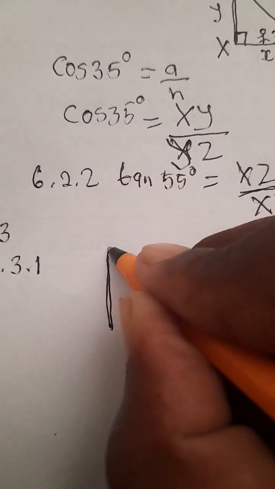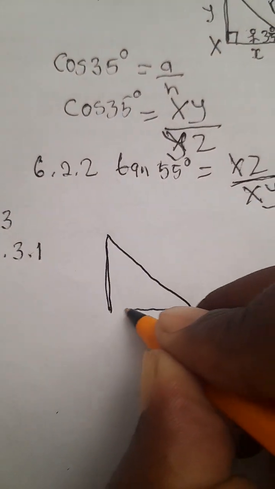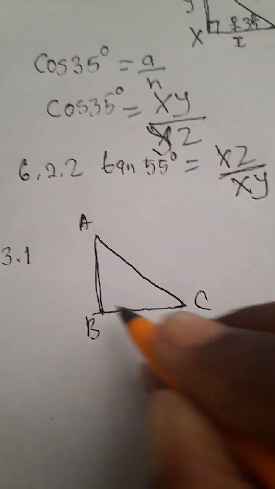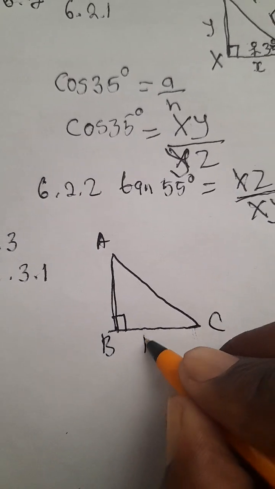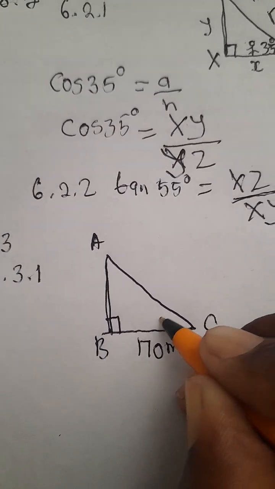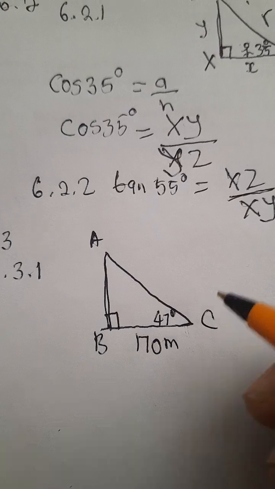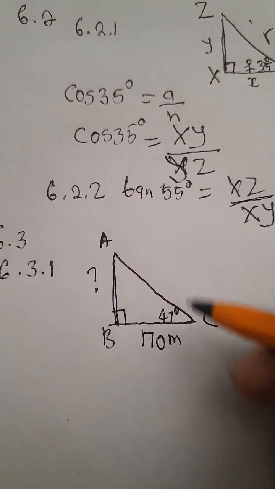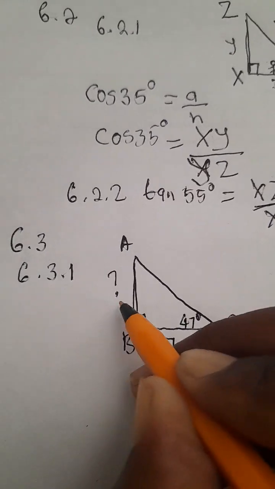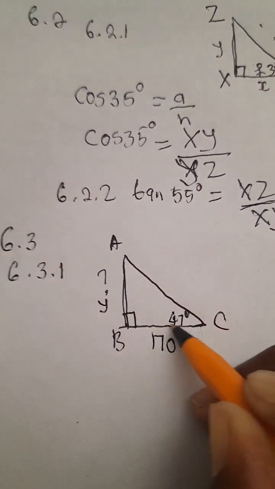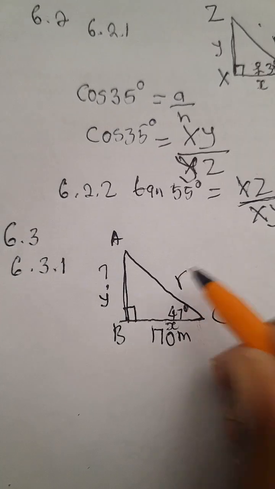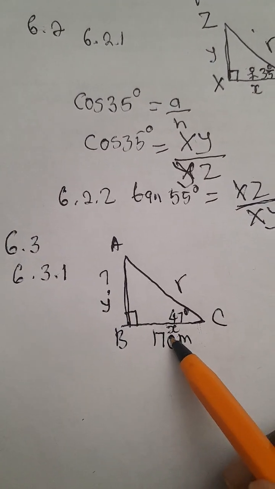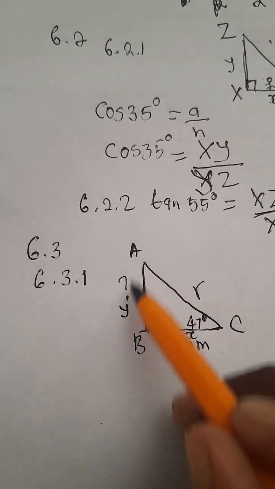So let me draw, even though I don't know how to draw, but I'll try. This is A, this is B, this is C. Remember BC is 170 meters, and here it's 47 degrees, guys. We need to find AB, so let's put the question mark there. If you're standing here, this will be your opposite, this is your Y, and this is your adjacent, and the longest side, the hypotenuse.